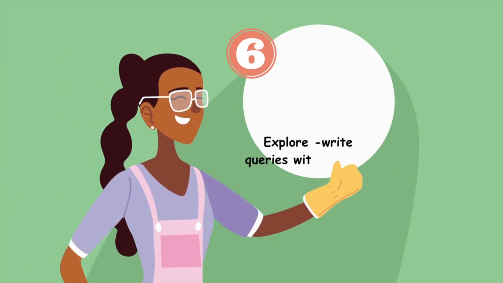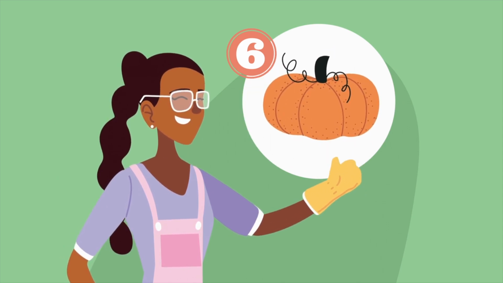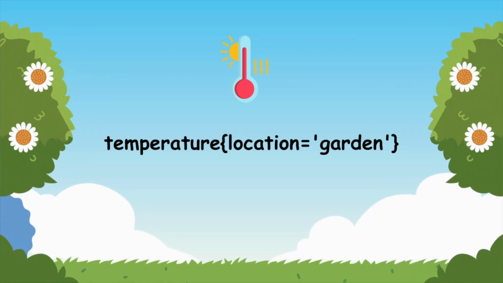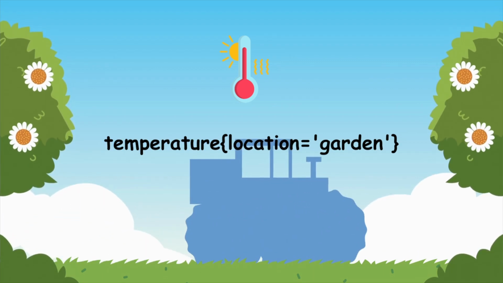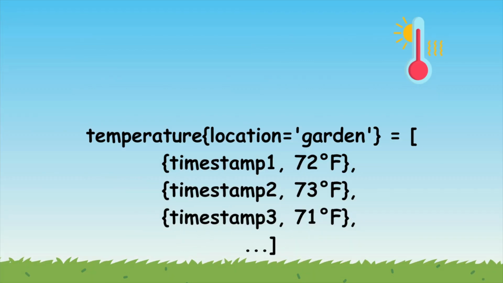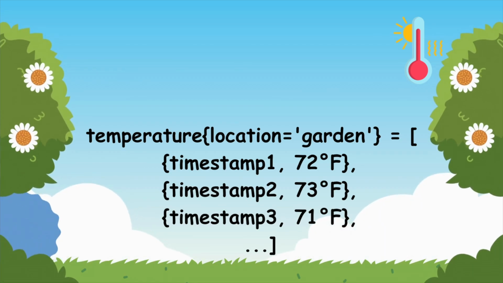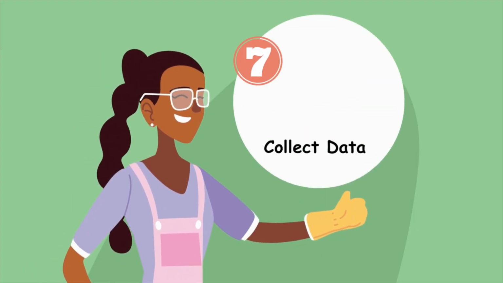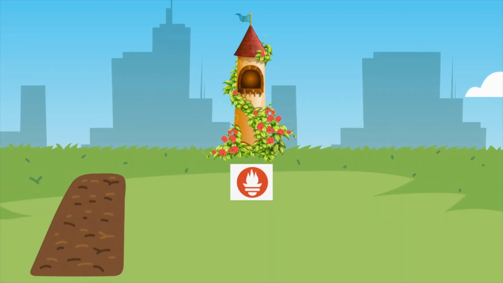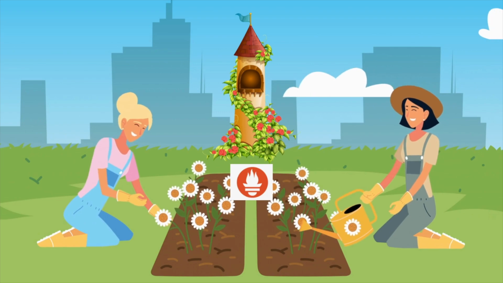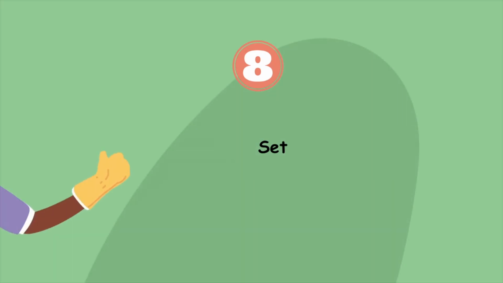Step 6. Explore PromQL. Now that Prometheus is running, you can start asking it questions using PromQL. Try simple questions first, like, what's the temperature? And see how Prometheus responds. Step 7. Collect data. Make sure that Prometheus is collecting the data you want. It's like checking that your control center's sensors are working correctly.